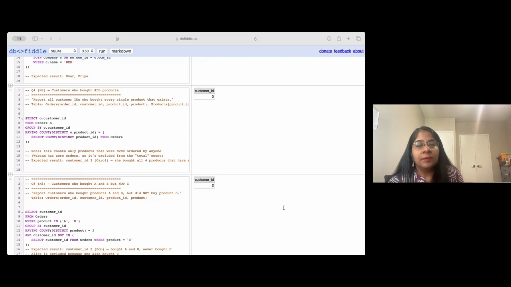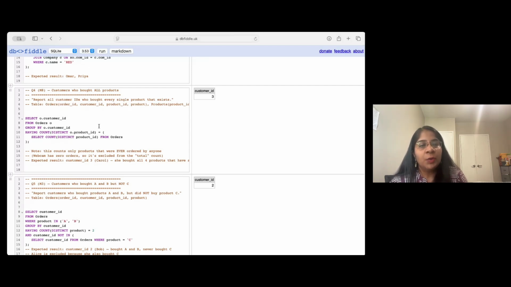So the cleanest way to think about this is to count how many distinct products each customer bought and then compare that to the total number of products that exist. If they match, then the customer has no gap. Now you might ask, why am I putting this particular question into this episode? The reality is that this question still is part of the missing data pattern, but you're just measuring the completeness instead of its absence.